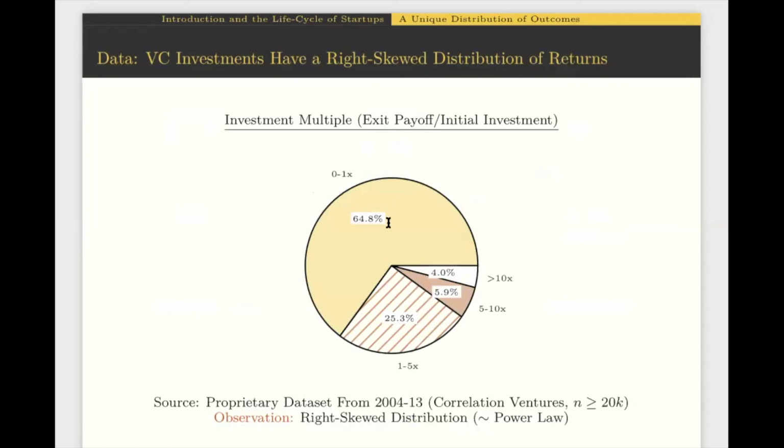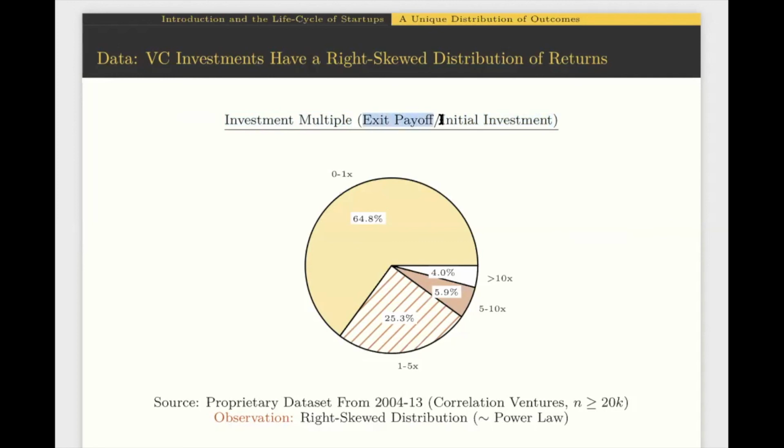Just to highlight this with real data, here I have a figure that looks at investments by VCs between 2004 and 2013. This data is from over 20,000 VC investments. If we look at investments during this period and follow what the eventual payoff of each investment was, what I'm looking at specifically is something called the investment multiple. This is a very simple metric to evaluate how successful an investment was. It's just the ratio of the exit payoff that goes to the VC over the initial investment by the VC.